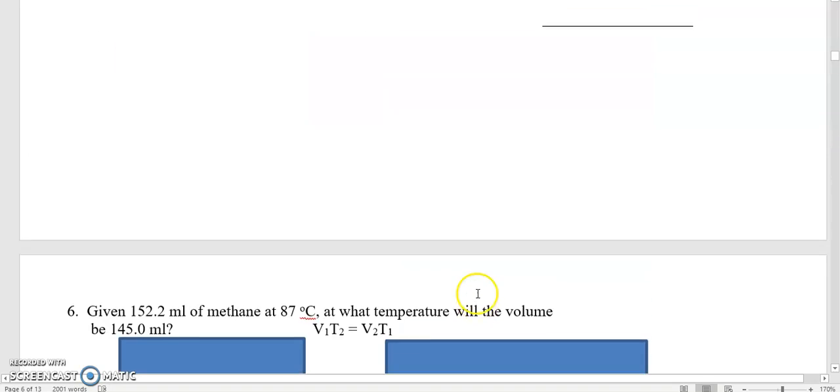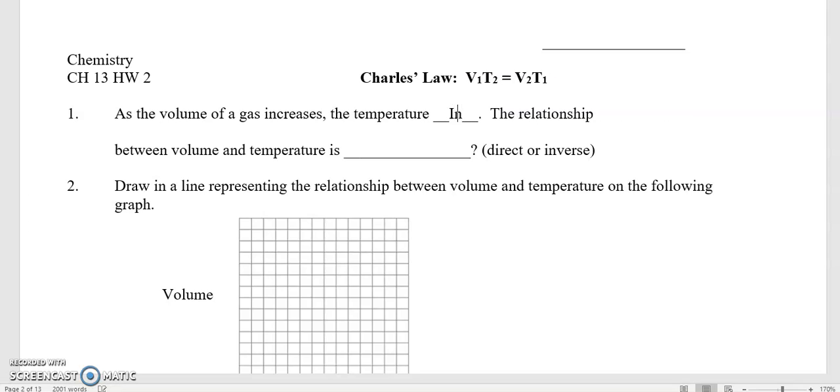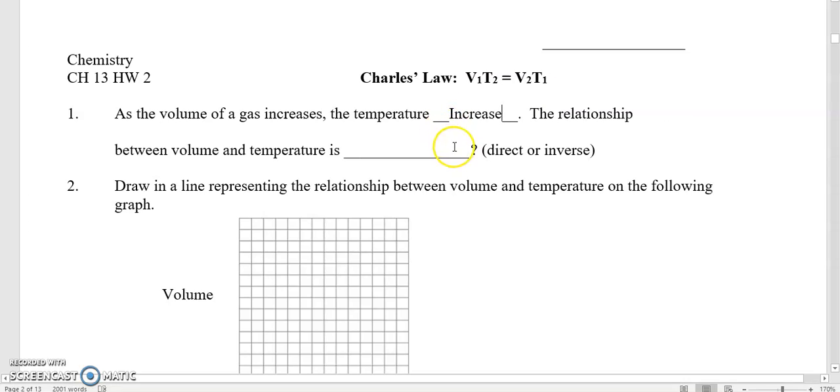Alright, so let's go back to Charles' law now. As the volume of a gas increases, the temperature has to increase. This relationship is called direct. Now, how can we tell it's direct? Well, as we see here, the first temperature is opposite to the first volume, and the second temperature is opposite to the second volume. If you see that in an equation, it's going to be a direct relationship.